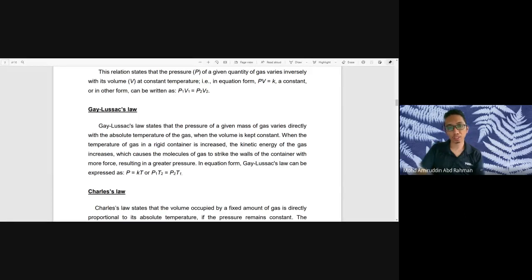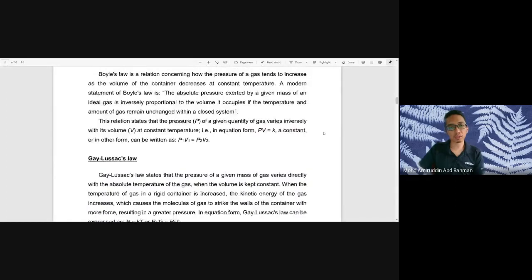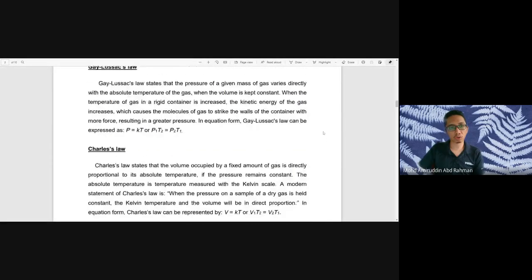But when we increase the temperature, now the pressure will also increase. Let's say P1 is 1 kilopascal and P2 is 3 kilopascal. Before that the temperature is 30 degrees, and now the temperature will become 90 degrees. So that's one example of how temperature relates to pressure by using Gay-Lussac's law.